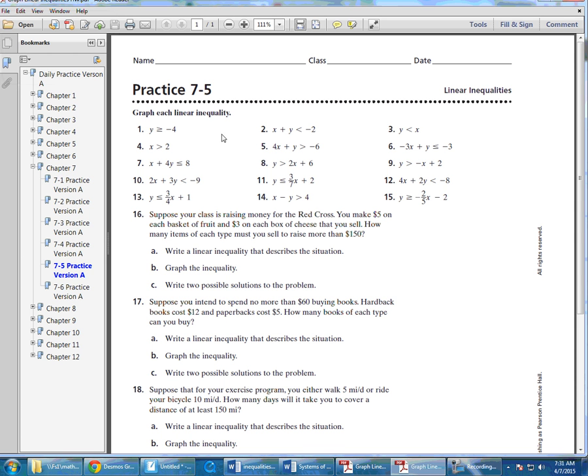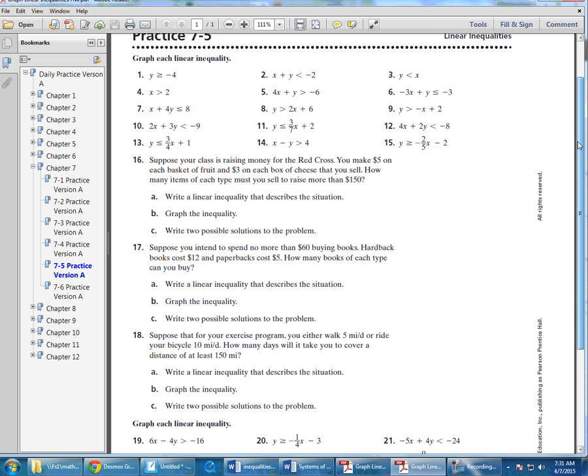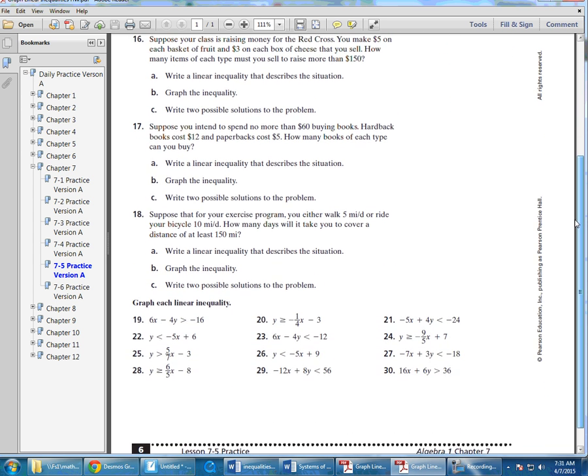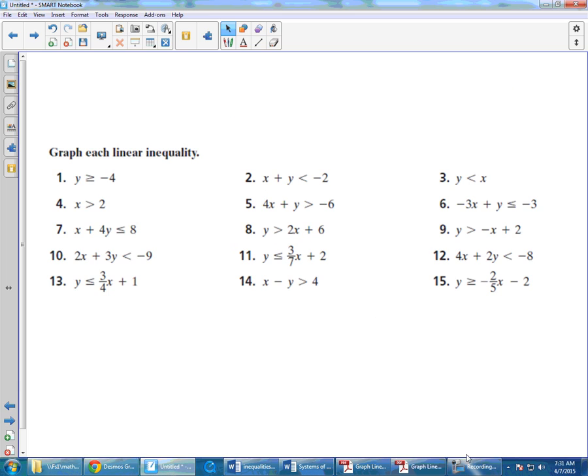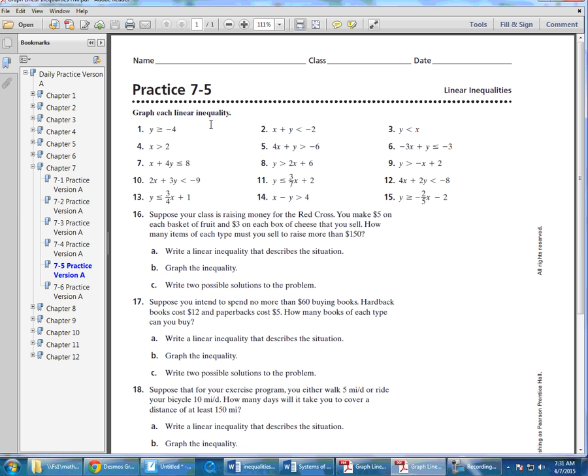This video is going to show us how to complete worksheet practice 7-5. 7-5 is graphing linear inequalities. The top part, 1 to 15, is what we're going to discuss right now. I have just cut and pasted this onto another document, so I'll be going back and forth between these two pages. Your worksheet will look like this.